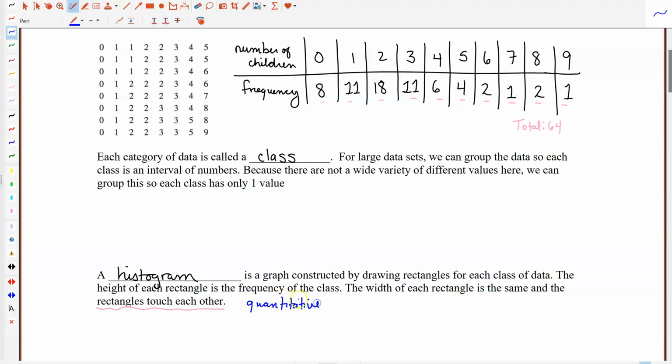So when we have data that is numerical in value, we organize it into histograms, not into bar graphs, because the horizontal axis is actually going to be a number line for the numbers in our data set.